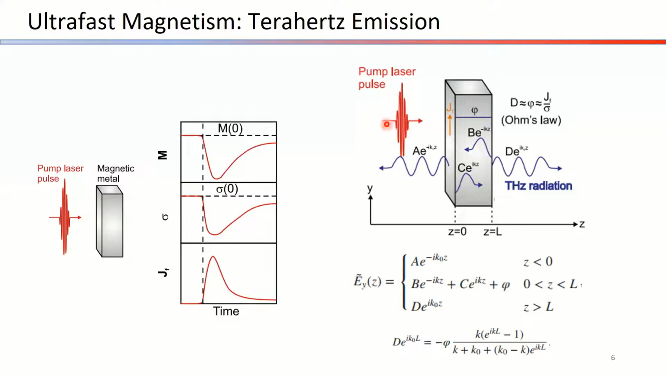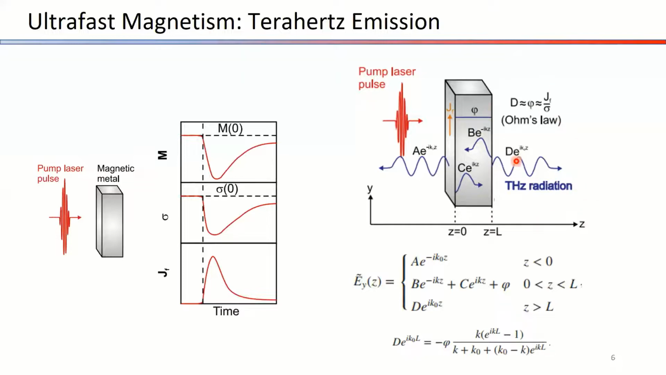The pump laser pulse will hit the sample and generate the current, and then the pump laser pulse can be reflected with these equations. You can see it can be reflected where z is less than 0, and then it can be absorbed, and it can also be emitted with this kind of equation, and it will generate the terahertz radiation. The emitted amplitude at this limit is given by Ohm's law.